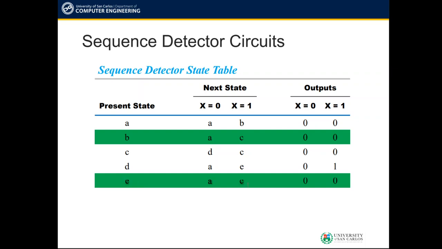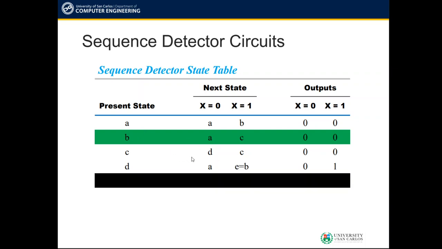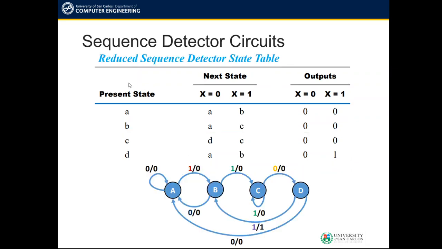So if we remove state E here, and then equate the E here to state B, this is now the reduced sequence detector state table, and the equivalent state diagram below. So from 5 states, we now have 4 states.